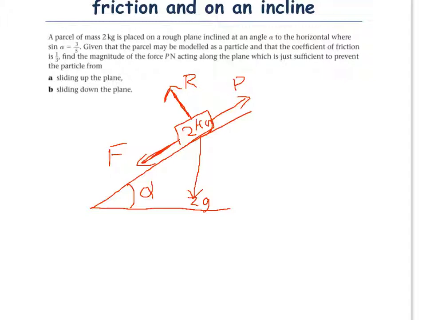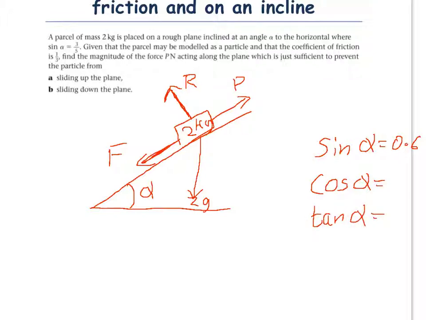Now, the other thing we're told is that sine theta is equal to 0.6. What I suggest you do is find out what cos theta and what tan theta are equal to. If you find cos theta by doing sine to the minus 1 of 0.6, then cos of whatever that answer is, you get 0.8, and if you do the same for tan, you get 0.75. You're also told that the coefficient of friction is a third.